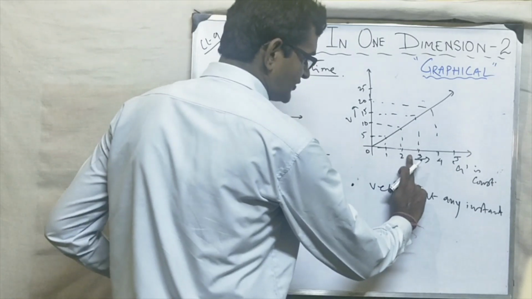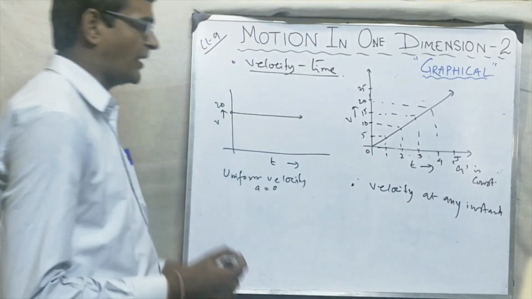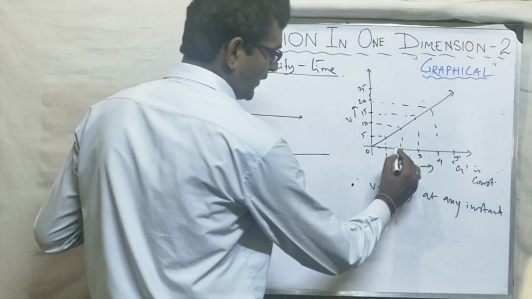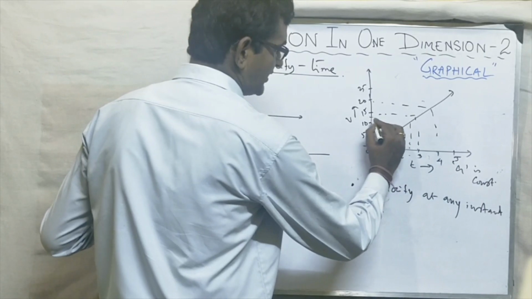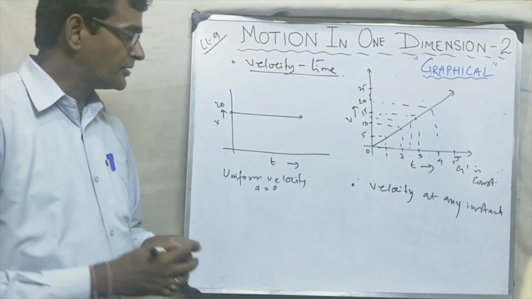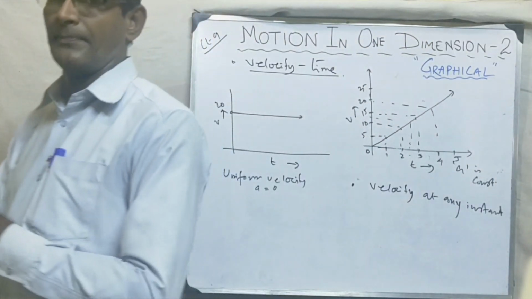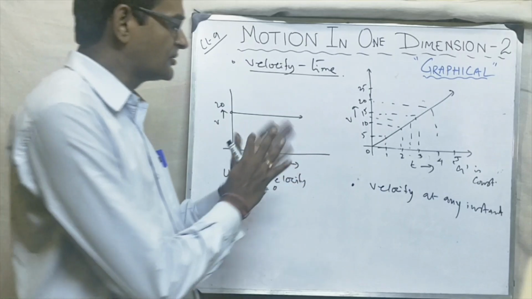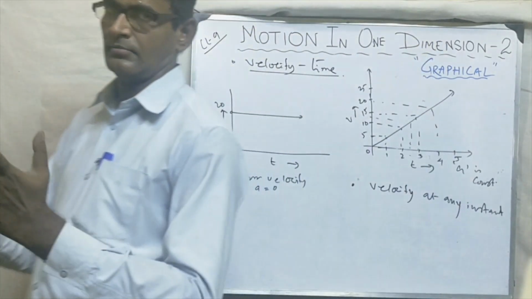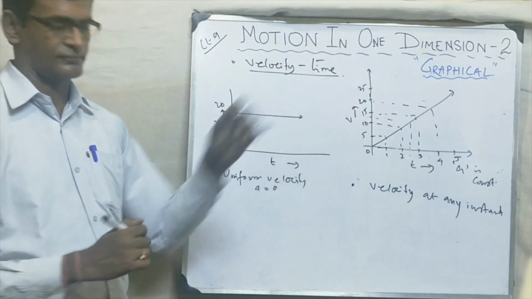So here we can say, if I ask what is the velocity after 2.5 seconds, no problem. You see 2.5 and take it here, it will be about 12.5. So from this graph, if you draw the actual graph on graph paper, you can get the velocity of the body at any instant. This is the first thing that we can get from the VT graph.